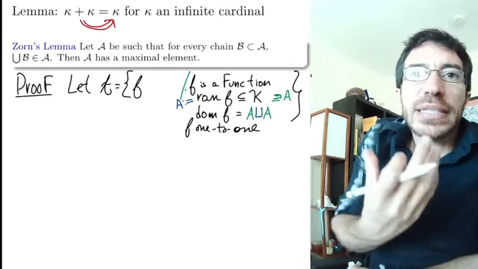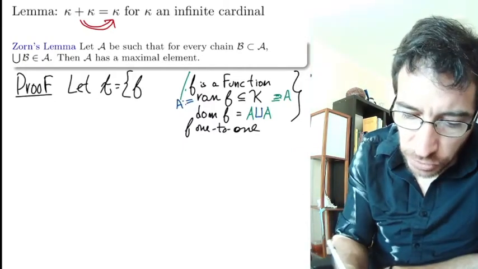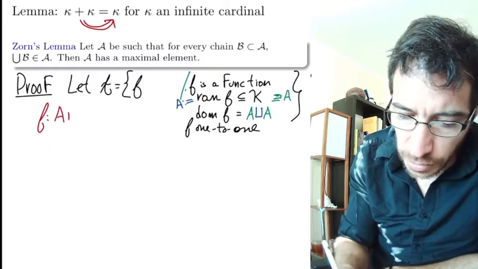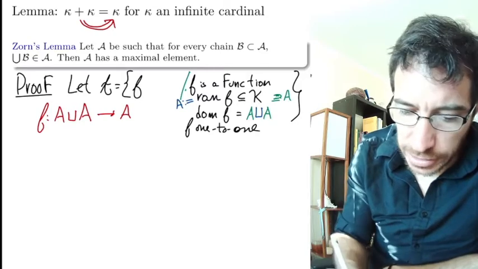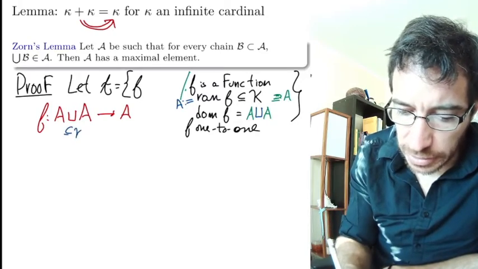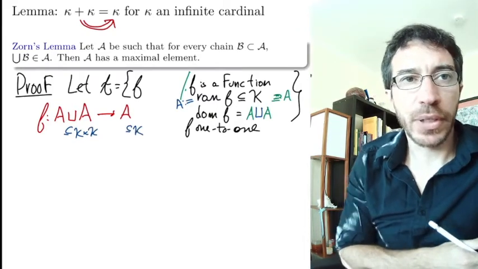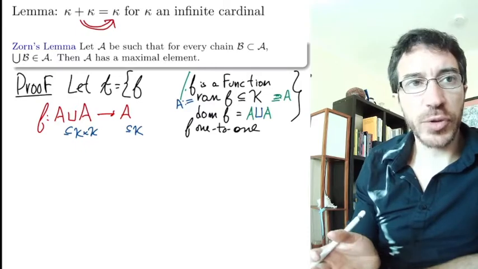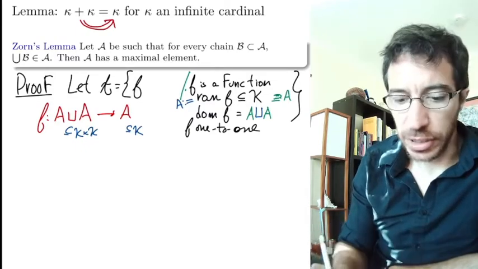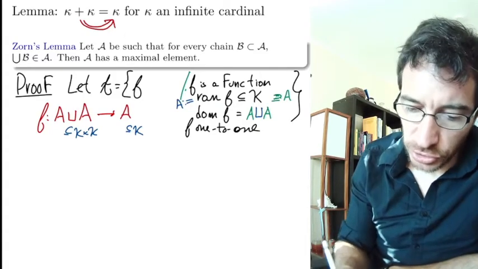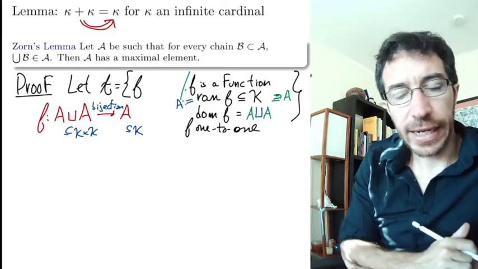So we're going to start with sub-functions which do that. These functions f go from A disjoint union A to A, where A is a subset of kappa, and A disjoint union A is a subset of kappa times kappa, for the ones in the collection. And f needs to be 1 to 1. That means this is actually a bijection between these two sets, because the range is everything that is used. So A union A and A are equinumerous.